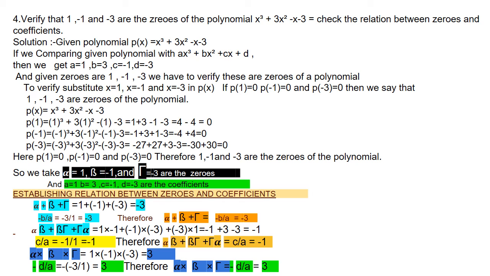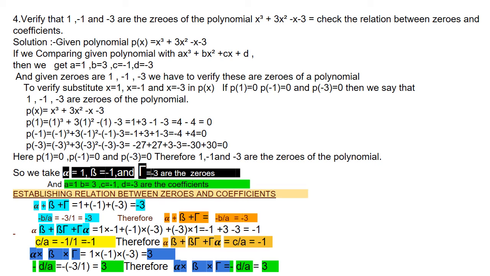Alpha plus beta plus gamma. Alpha is equal to 1 plus beta is equal to minus 1 plus gamma is equal to minus 3. The result is minus 3. Minus b by a, where b and a are the coefficients of the cubic polynomial. Its ratio minus b by a is equal to minus 3 by 1 is equal to minus 3. Observe here, students: the sum of the zeros of the cubic polynomial, alpha plus beta plus gamma, is equal to minus 3. Minus b by a, the ratio of the coefficients, is also minus 3. So we can establish that alpha plus beta plus gamma is equal to minus b by a, because its result is the same, that is minus 3.